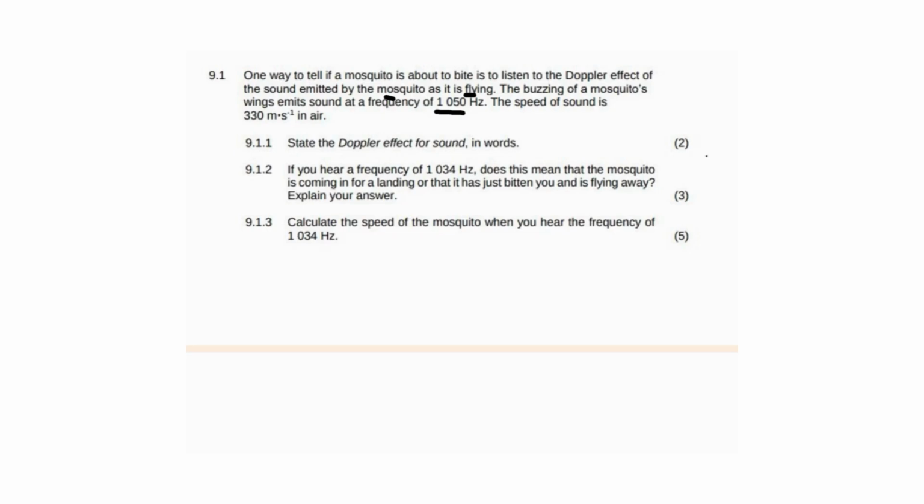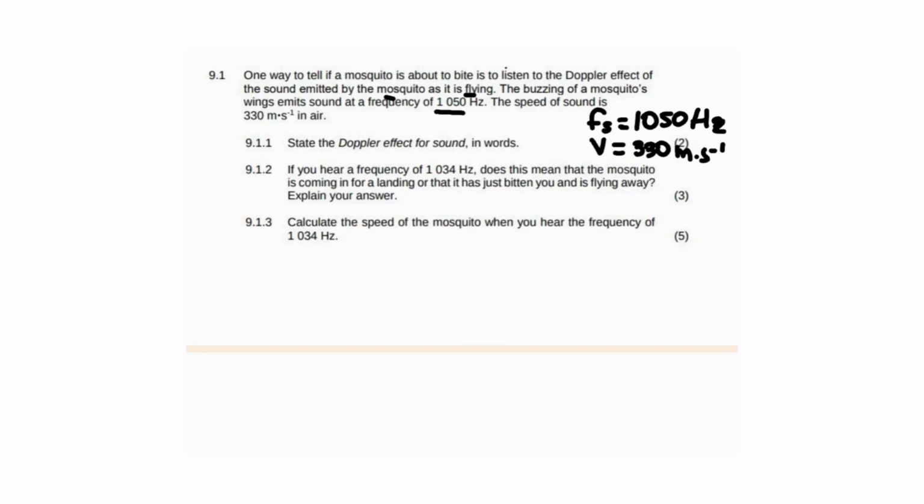So let us look at what they've given us. They've given us the frequency of the source. The source now is the mosquito. It is 1050 Hz. What else do we have? We have the speed of sound, just the V. It's going to be 330 meters per second. And what else do we have? We don't have much. That's just about all that we have.